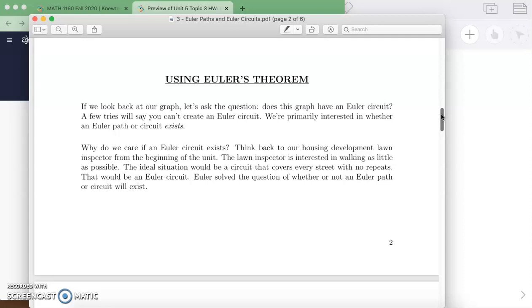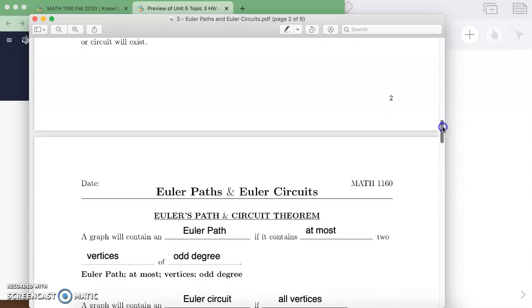Why do we care if an Euler circuit exists? Think back to our housing development lawn inspector from the beginning of the unit. The lawn inspector is interested in walking as little as possible. The ideal situation would be a circuit that covers every street with no repeats. That would be an Euler circuit. Euler solved the question of whether or not an Euler path or circuit will exist. So think about it this way: the concept of this is used in order to make things as efficient as possible, right? You don't want to repeat paths, and this could be applicable in all sorts of things.